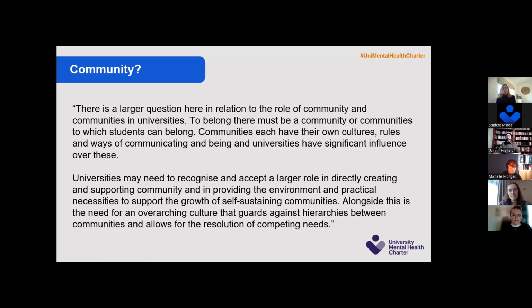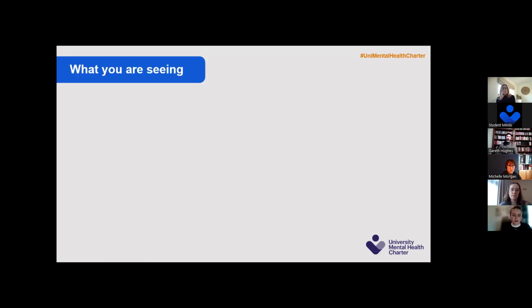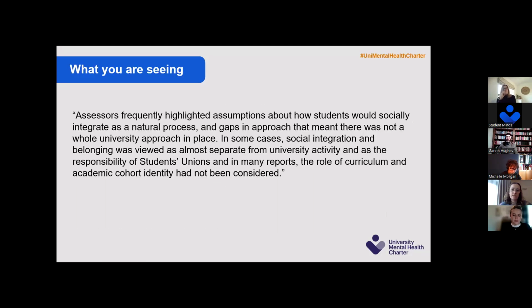And how do we do all of that in a way which means that the overall university community, if it exists, still remains cohesive? So there's a big, messy challenge here that I don't think we often recognize in the ways that we talk about this. In terms of what you're seeing, you've highlighted that there are actually universities quite often, as we said earlier on, making assumptions about how all of this happens, how it's a natural process, how students just find their tribe, find their people. And as a result, there are gaps, and some students just fall into the gap.